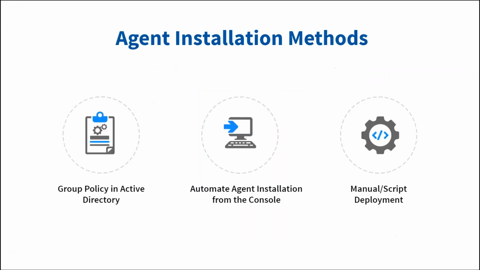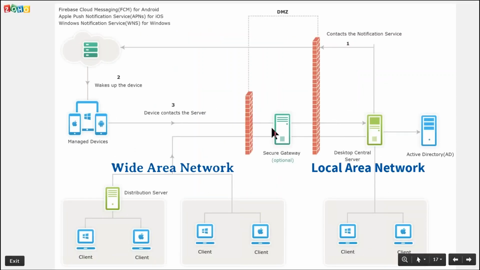We also have a secure gateway, which is nothing but a forwarding server. As the name says, the secure gateway acts as a bridge between your Desktop Central server and your roaming users. Any communication from your roaming users to the Desktop Central server will be routed only through the secure gateway. So your Desktop Central server remains secure in your local network, and the secure gateway is the component that is exposed to the internet.